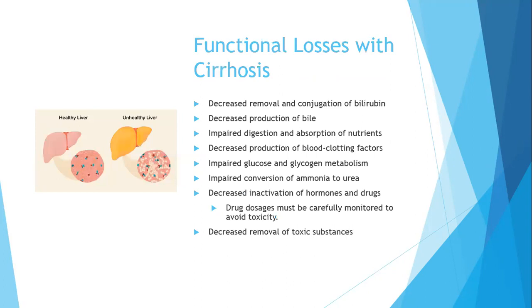You get decreased removal and conjugation of bilirubin, which is a byproduct of the breakdown of red blood cells. You get decreased production of bile. You get impaired digestion and absorption of nutrients. That's what I was talking about with the malnutrition. You get decreased production of blood clotting factors. That could be a problem. Impaired glucose and glycogen metabolism, impaired conversion of ammonia to urea. So that can upset the chemical balance in your body.